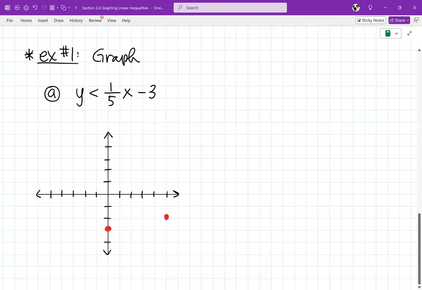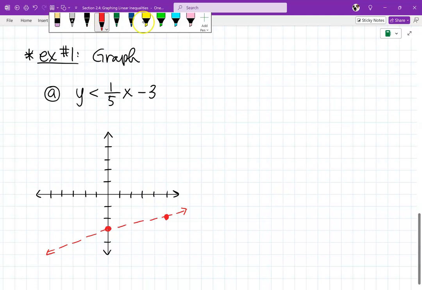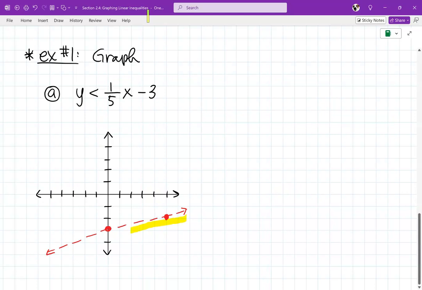Okay? Now, I have to figure out whether this is a dashed or a solid line. Is it dashed or solid? Dashed, right? It says less than, not or equal to, just less than. So I'm going to do a dashed line, okay? It doesn't have to be perfect. Just make sure it passes through those points. And then it says the last step is to shade above or below it. Well, this says less than, so is that above or below? Below, so I'm just going to basically color it in, okay? So that's all I'm going to do is just color in this thing below.